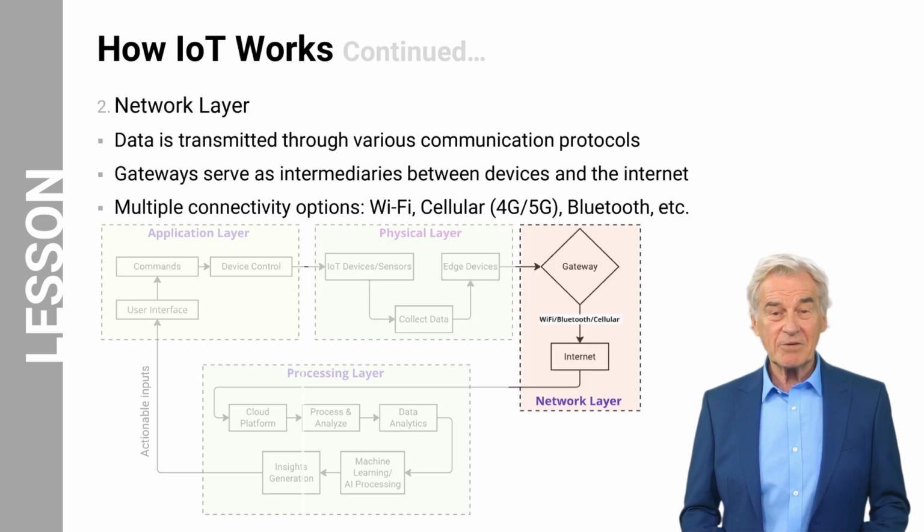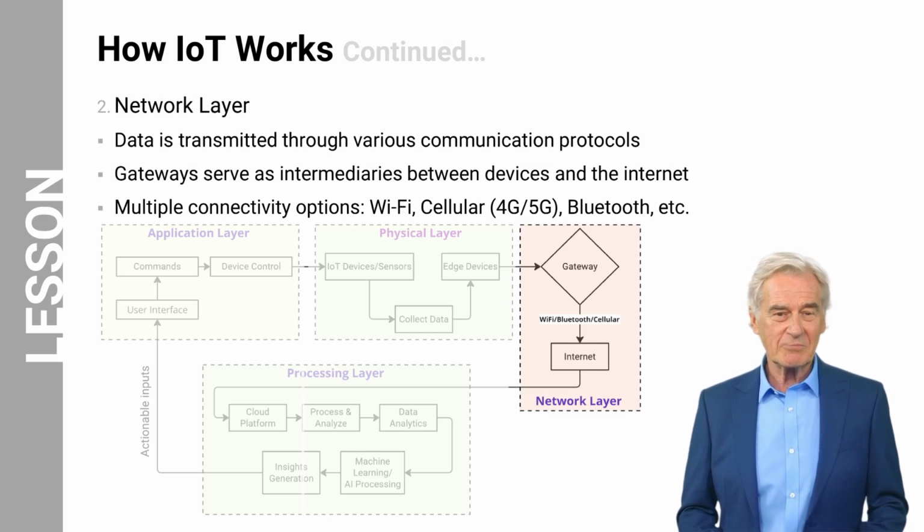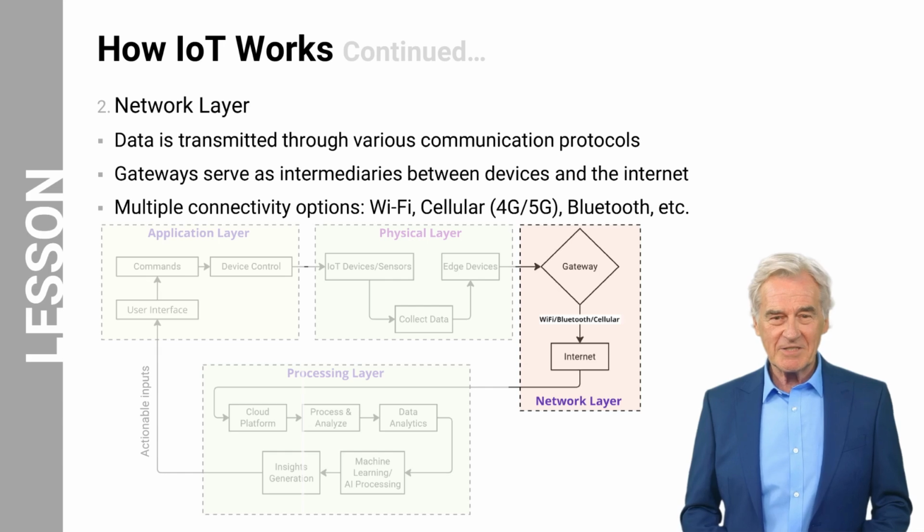The next layer is the network layer. This layer handles data transmission through various communication protocols. Gateways act as intermediaries between devices and the Internet, managing the flow of information. This layer supports multiple connectivity options, including Wi-Fi, cellular, and Bluetooth, to ensure reliable data transfer.